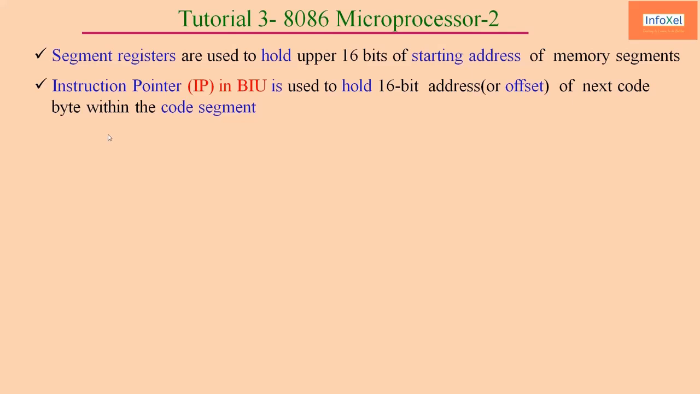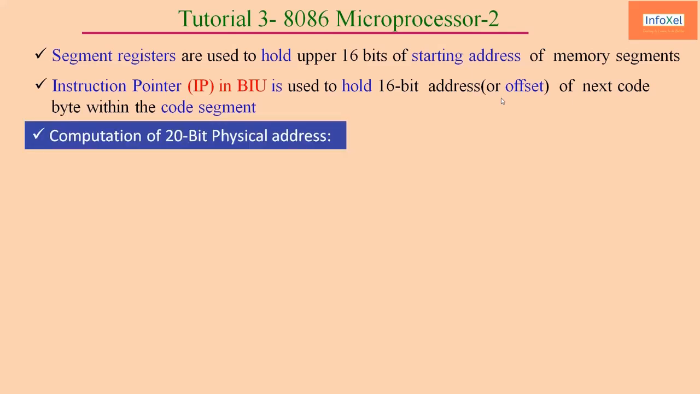So the IP register holds the 16-bit address. This 16-bit address is called the offset of the next code byte within the code segment, not the current instruction. It is the address of the next code byte.